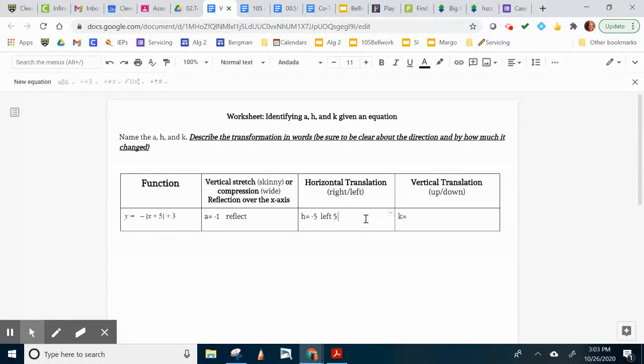Finally, I'm going to identify the vertical translation. So K tells me if my graph's going to move up or down. So K you name as you see it. So K is 3, and that means my graph is going to move up 3. Let's look at another problem.